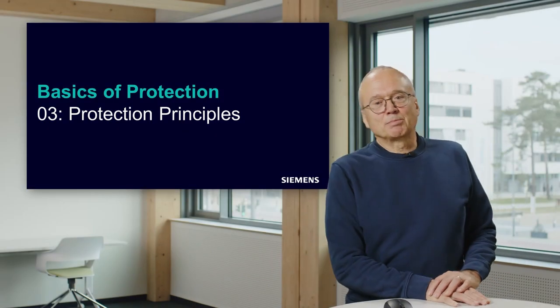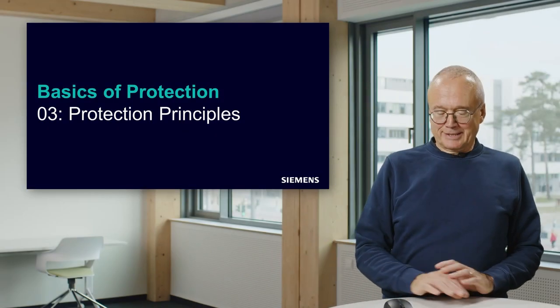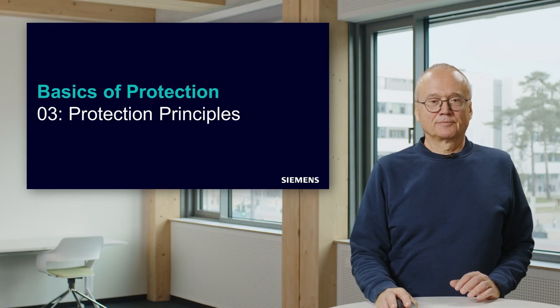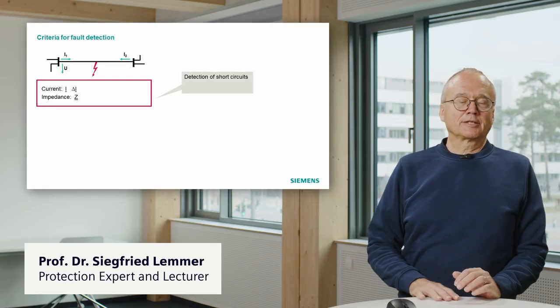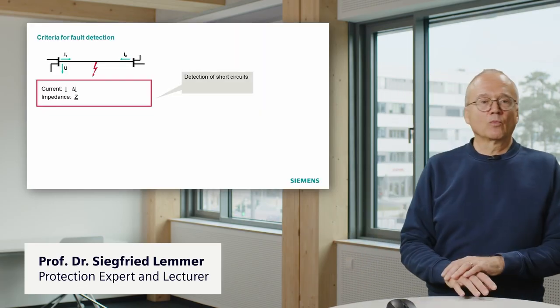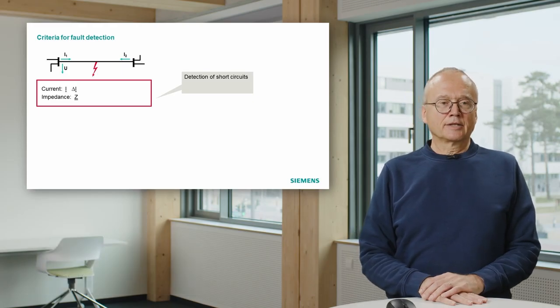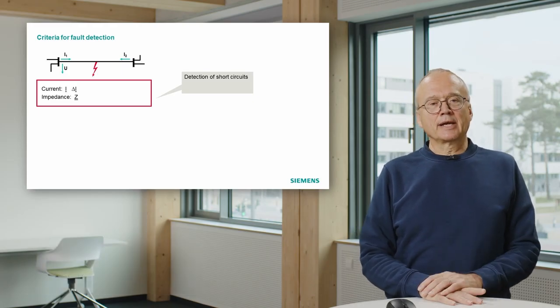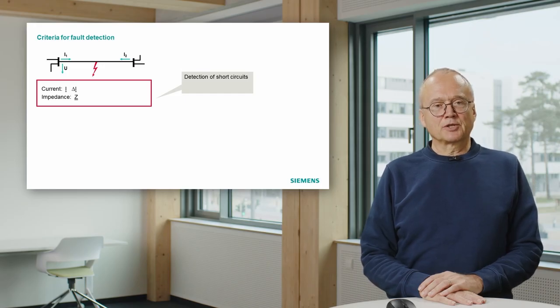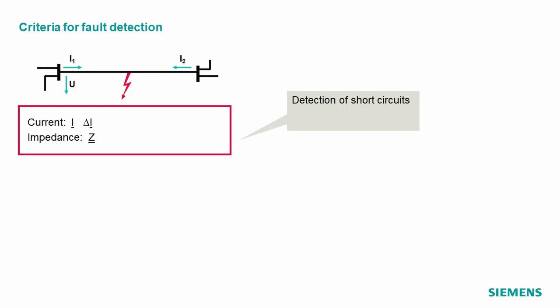Which protection principles are available to detect short circuits? Let's look at this picture. Imagine we have a line and we have a protection relay, maybe on both ends of the line. They can measure the voltage and the current. And now, how can we detect that there is a short circuit on the line?